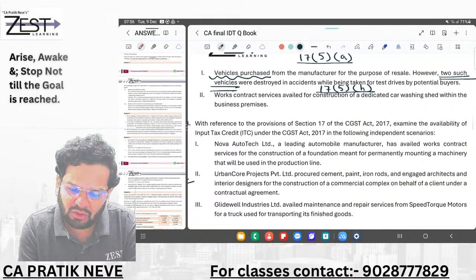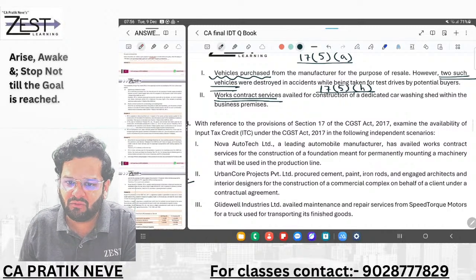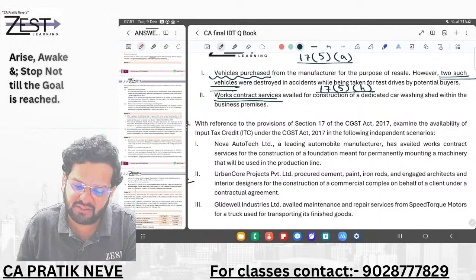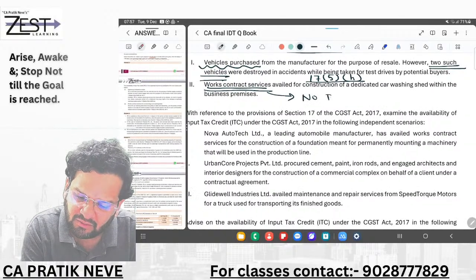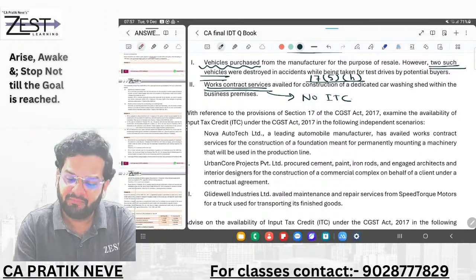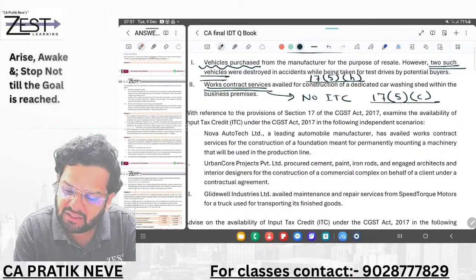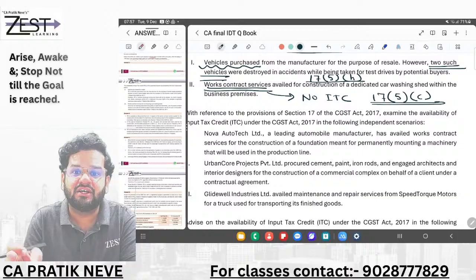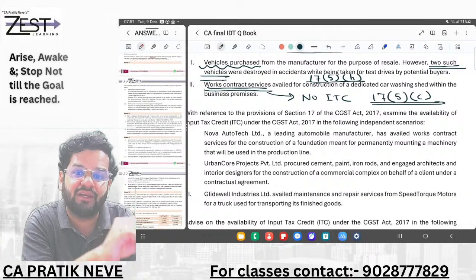Then what about works contract services which are availed for construction of a dedicated car washing shed within the business premises? No ITC. Why no ITC? ITC will be blocked. Why? 17(5)(c). ITC is blocked in case of any works contract services which are used for construction of an immovable property.